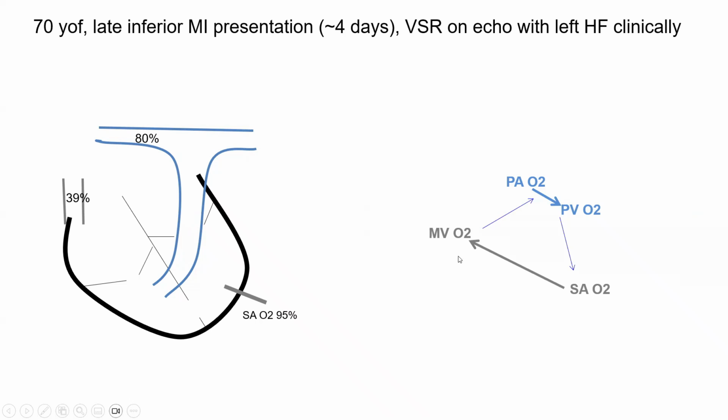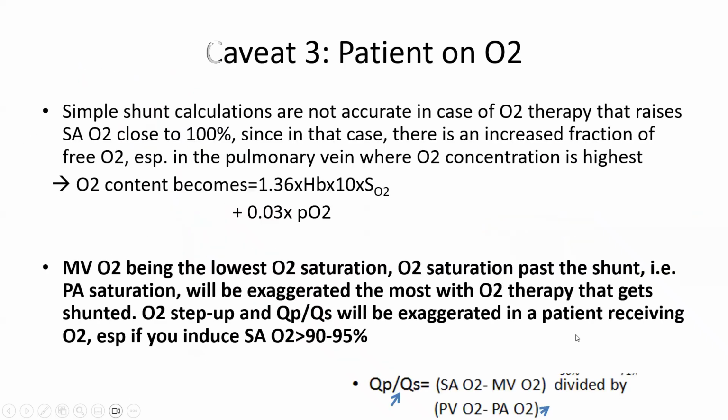Also, the mixed venous O2 saturation will rise with the increase of the systemic O2 content and the rise of the SaO2, and it may rise almost as much as the post-shunt PaO2, so that the step up will not be exaggerated, and the whole equation eventually may not be exaggerated for the QP/QS calculation.